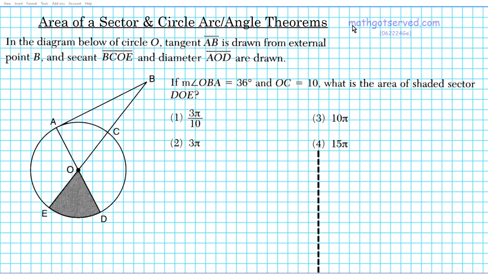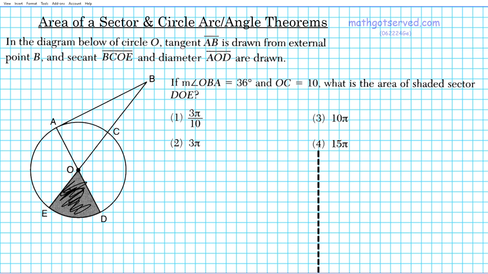In this clip, we're going to be taking a look at an example that involves calculating the area of a sector and also making use of the circle, arc, and angle theorems. The question reads, in the diagram below of circle O, tangent AB is drawn from the external point B and secant BCOE and the diameter AOD are drawn. If measure of angle OBA is 36 degrees and OC is 10, what is the area of the shaded sector DOE? Okay, so we need to find the area of this shaded sector right here.